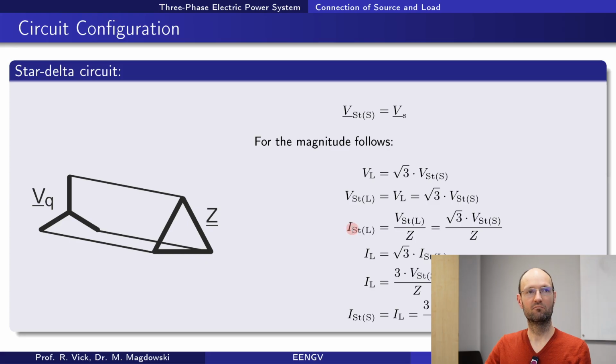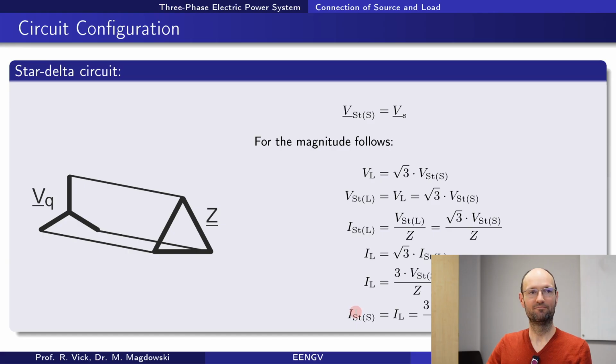So now we can calculate the current here, and the current will be the phase voltage, which is square root of 3 times the phase voltage of the source, divided by our impedance. Once again, Ohm's law. Okay, so then we get the phase current here, and the line current is once again square root of 3 times larger. So square root of 3 multiplied with another square root of 3 will be 3.